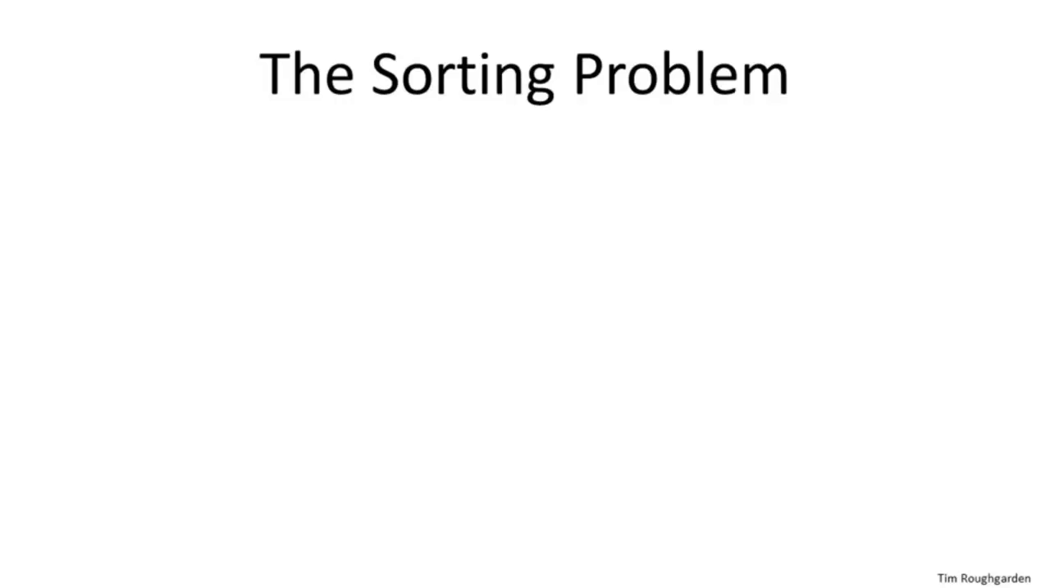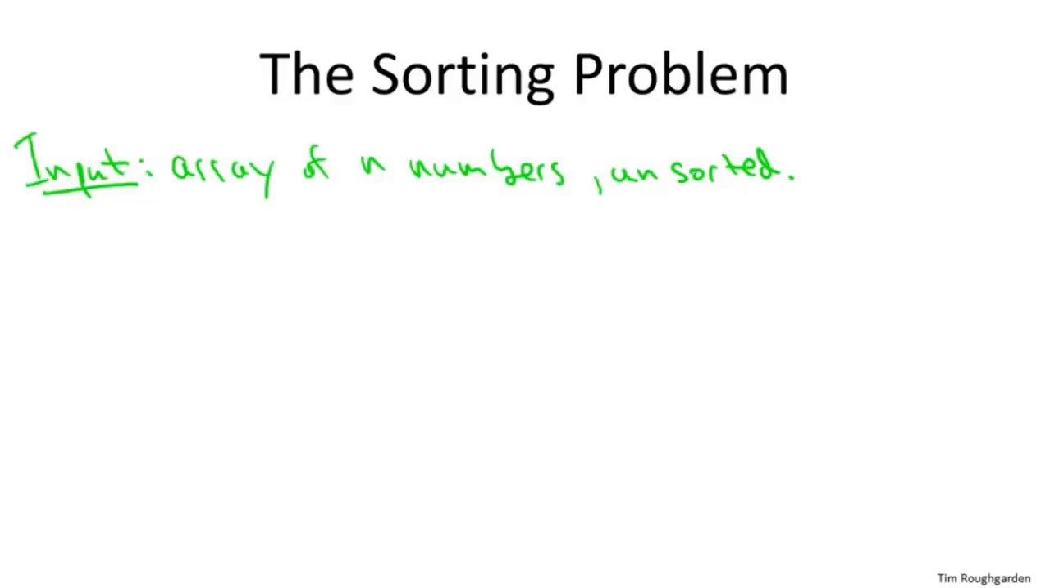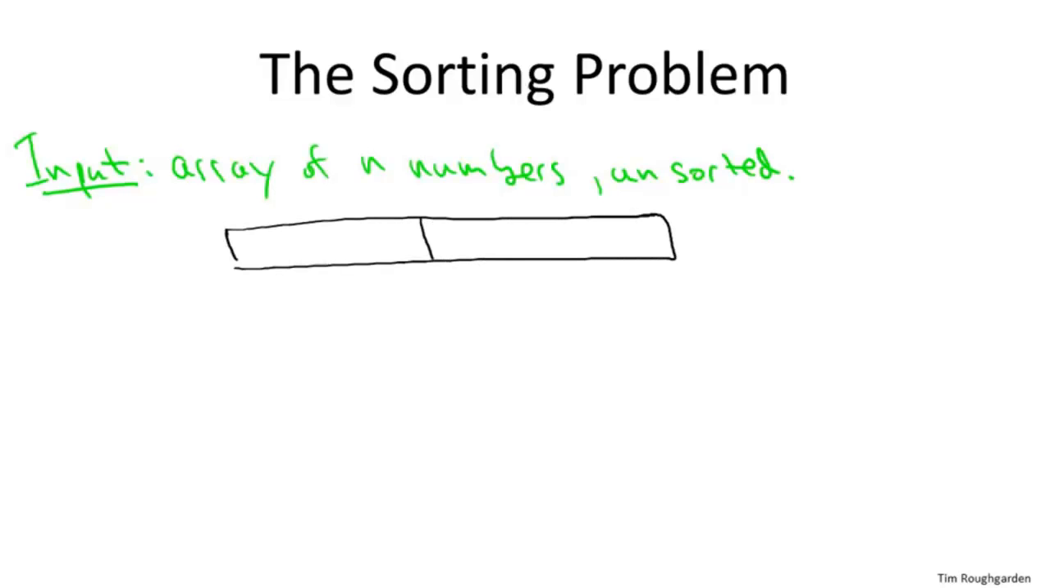So let's begin by recalling the sorting problem. This is exactly the same problem we discussed back when we covered merge sort. So we're given as input an array of n numbers in arbitrary order. So for example, perhaps the input looks like this array here. And then what do we have to do? We just have to output a version of these same numbers, but in increasing order.